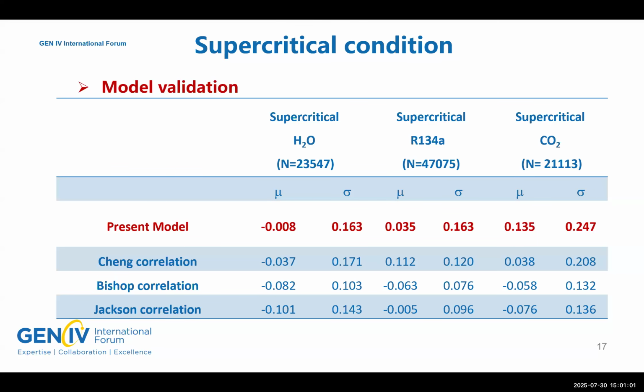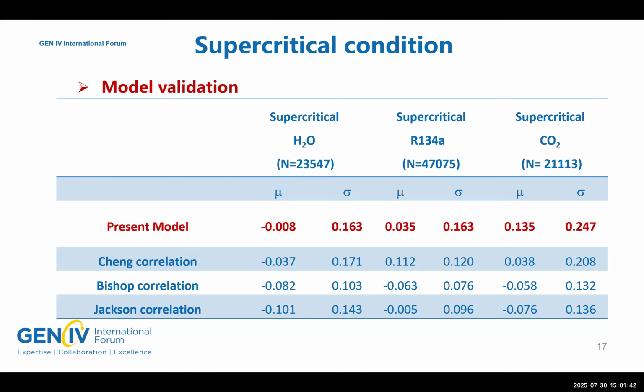And the Freon also shows similarly low bias, only 0.035 in mean error and 0.163 in standard deviation. However, the prediction accuracy of the new correlation is reduced when applied to the test data of CO2. So we compare with three other correlations, using the given wall temperatures: the Chen correlation, the Bishop correlation, and also the Jackson correlation.